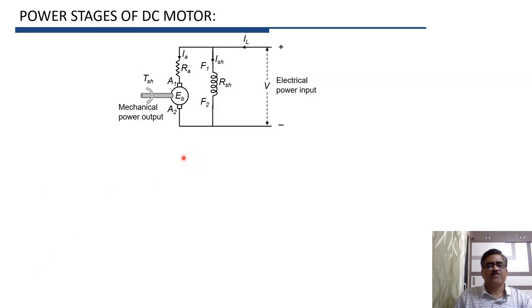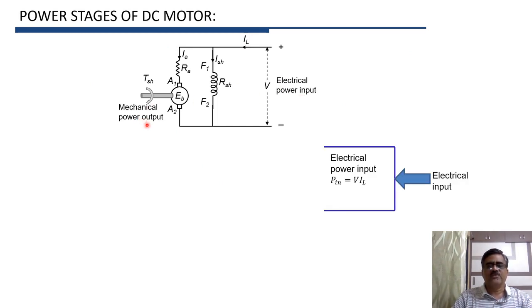Let us now study power stages of DC motor. A DC motor converts electrical power into mechanical power. In case of DC motor, electrical power input P in is equal to V into IL. So this is the input power supplied to the motor. Now, when electrical power is supplied to motor, mechanical power is developed in armature. And we have seen that mechanical power developed in armature is EB into IA.